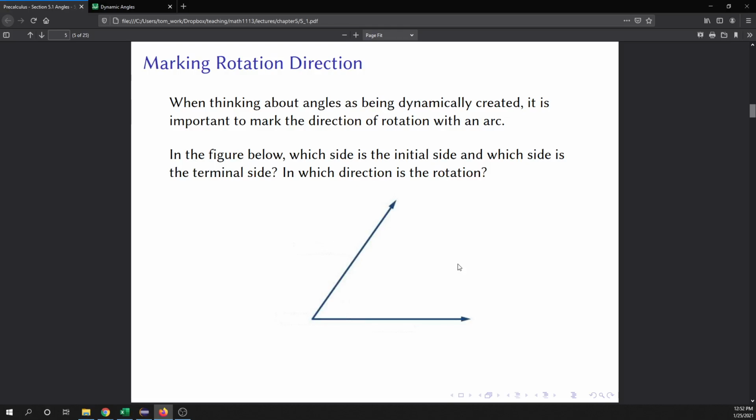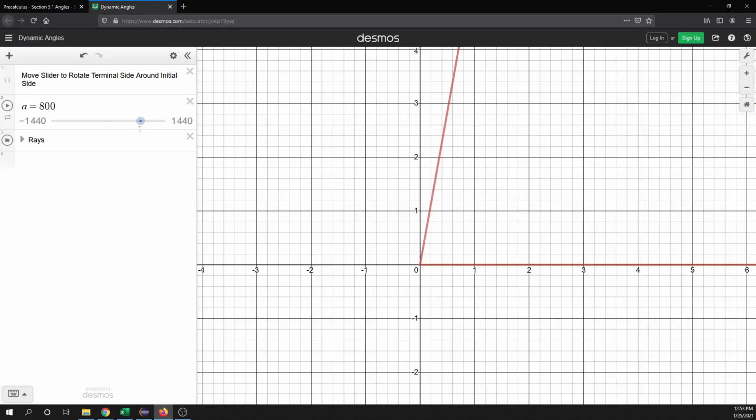One thing about these dynamically created angles that causes a little problem is that if you just draw the angle like I've drawn it right here with no markings on it, it's a little difficult to tell which side is the initial side and which side is the terminal side, because you don't actually see the rotation. Now, if you're sitting here watching it, if you start like this and then start rotating, it's pretty easy to figure out which way you rotated, which side didn't move and which side moved.